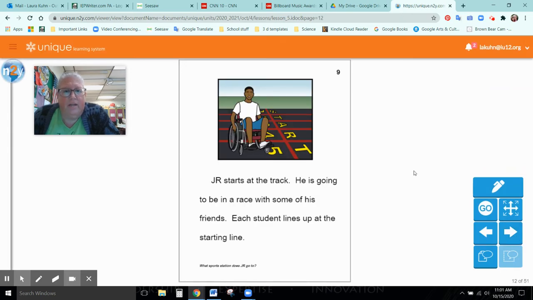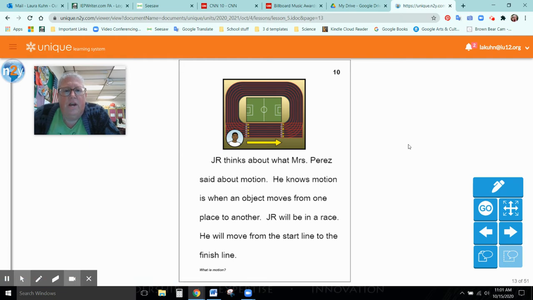JR starts the track. He's going to be in a race with some of his friends. Each student lines up at the starting line. JR thinks about what Mrs. Perez said about motion. He knows motion is when an object moves from one place to another. JR will be in a race. He will move from the start line to the finish line. So motion is the movement of an object. When an object moves, you say it's in motion.